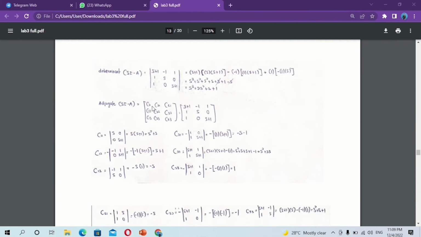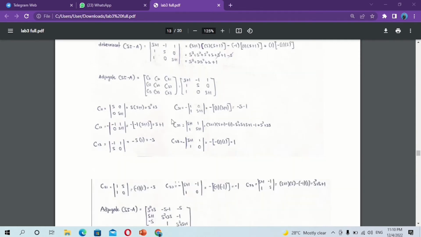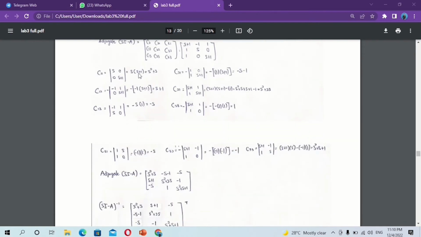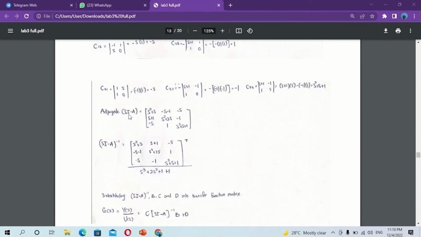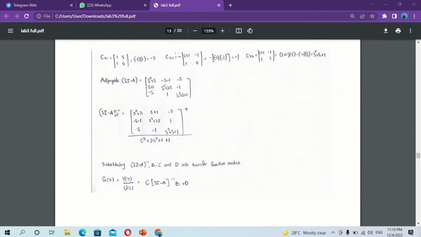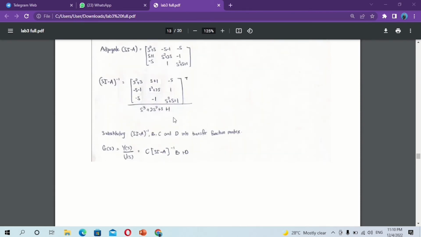We need to do the determinant for each position, which is C11, C21, C31, C12, C22, C32, C13, C23, and C33. After we do the calculation and put it into the formula, we will get the adjugate of the sI minus A matrix as this matrix. So to do the inverse, we need to change this line into this row, which is the first line into the first row, and follow with the others. Divide by the determinant result.